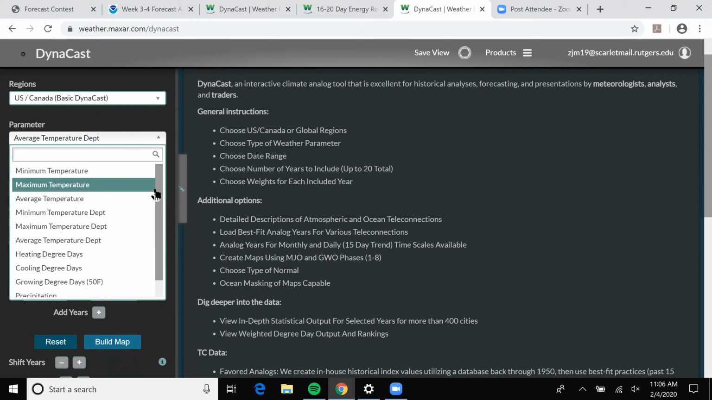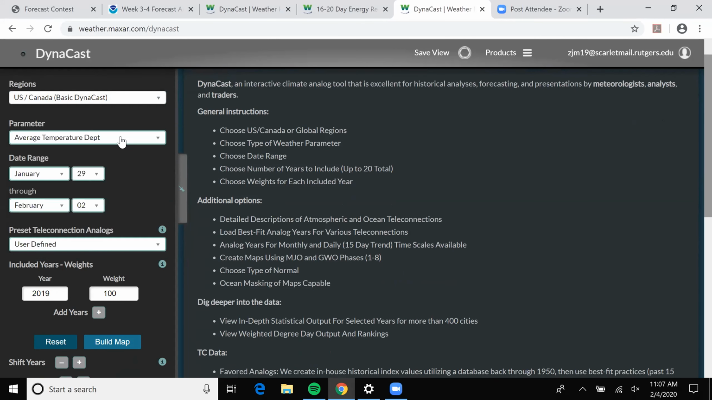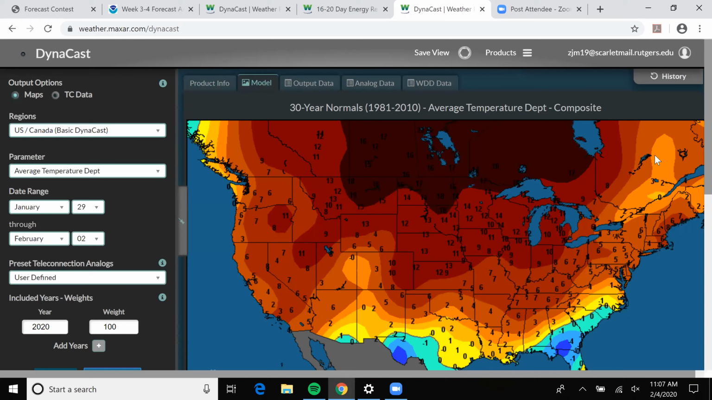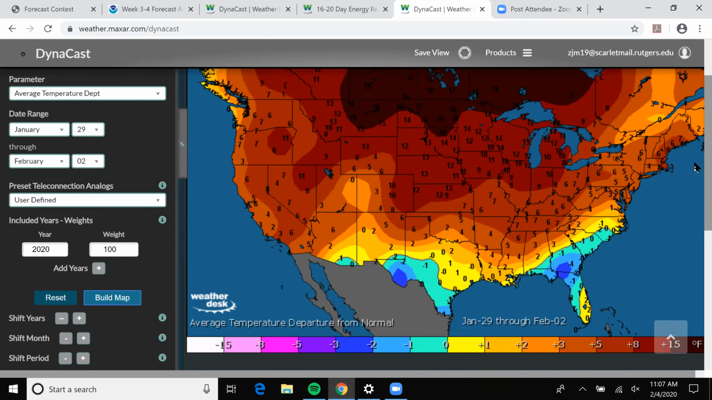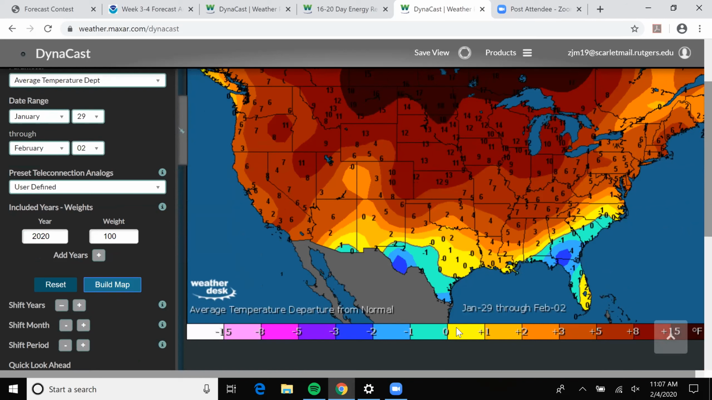If you click this tab, you can see there's all different sorts of metrics you can use, and you can also adjust the region you're looking at. Right now, we'll just stick with the US, Canada. And if we adjust the date and then click Build Map, this should come up. So this is the most recent verification for our forecast contest, and as we'll go into a little bit later, it was a rough one for basically everybody. As we can see, if we scroll down, we can see the color bar. Basically everywhere was above normal warmth, except for some small regions in Texas, southern Georgia, and in Florida.